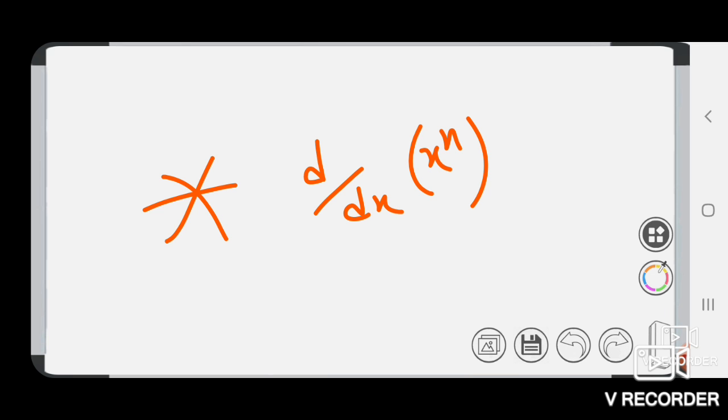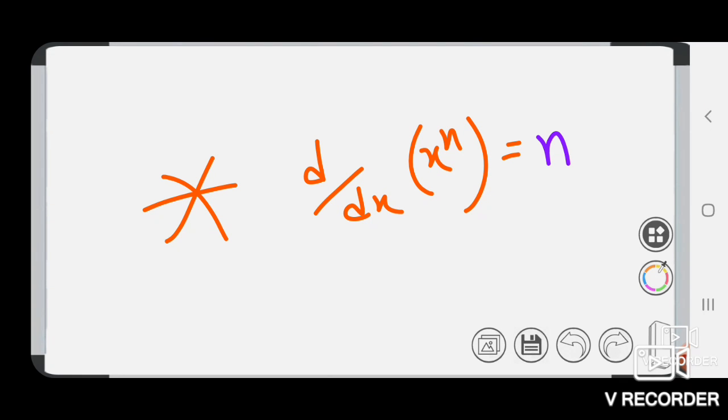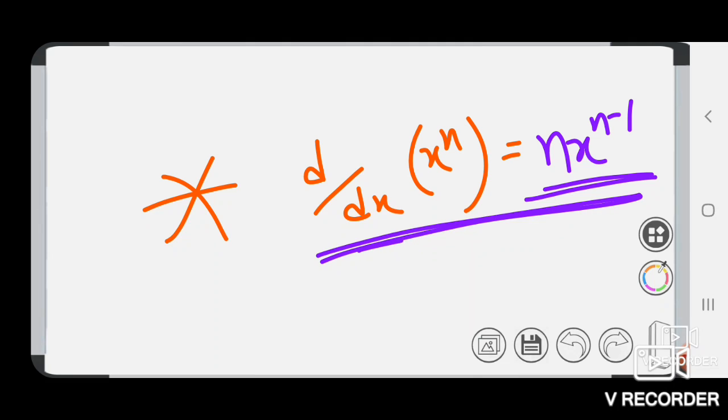Now, this is the content we are having today, and in the next portion we are going to cover that d by dx of x to the power n is equal to n x to the power n minus 1, and this is what we are going to prove. So at first we have to prove the first definition of derivative, of course.